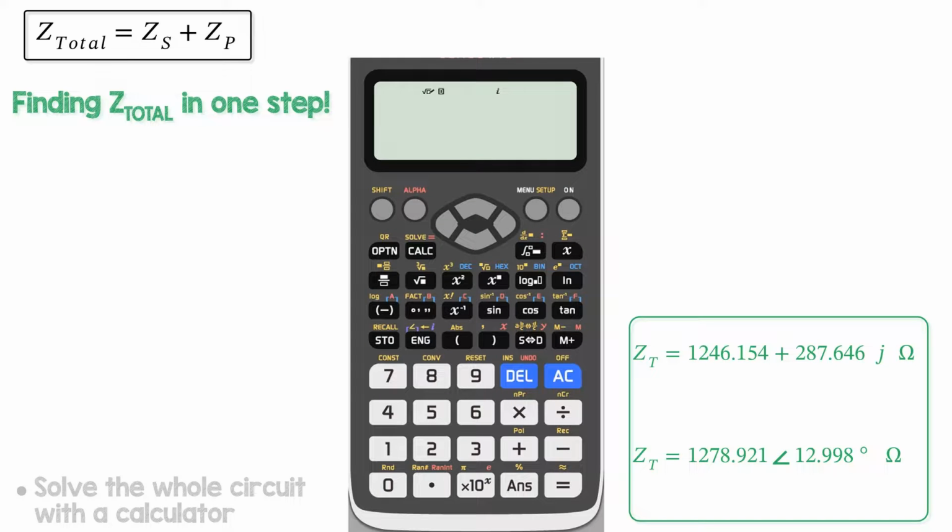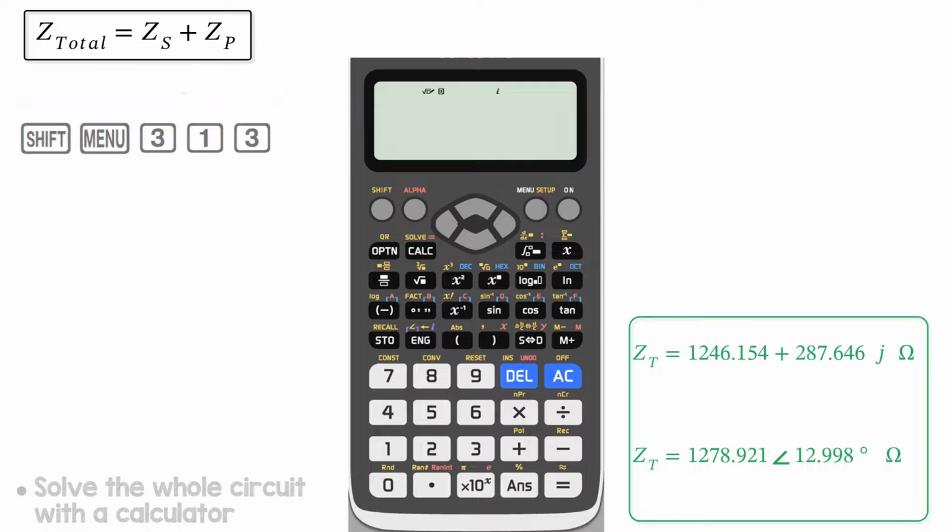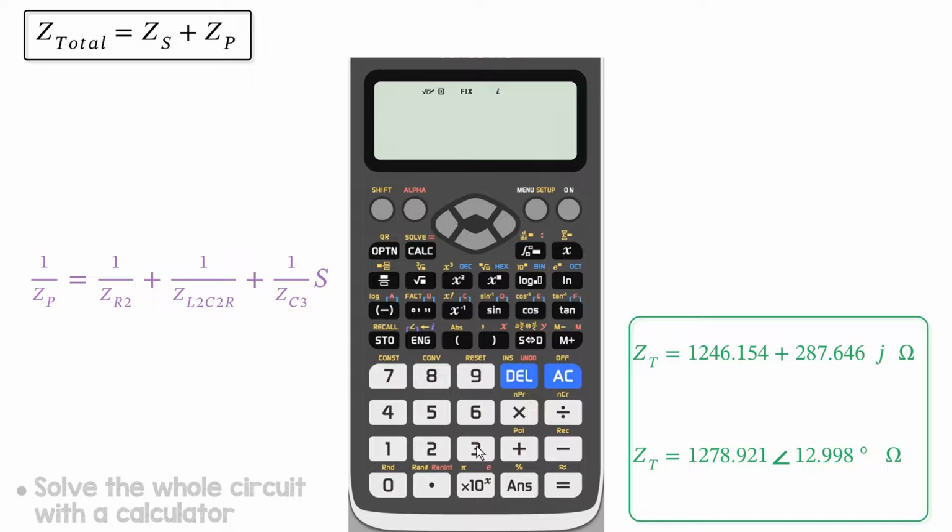So these are the Z total values that we got in the last video. And what I'm going to do with my calculator is set it to 3 decimal places with the following keys. You don't need to do this, it just looks a little bit clearer on the screen. But even though it displays 3 decimal places, the calculator retains all of the decimal places. So there's 1 over Z parallel. And I'll show you how to find Z parallel using a calculator, because the total impedance is the series impedance plus the parallel impedance.